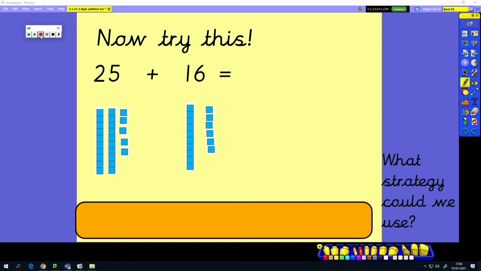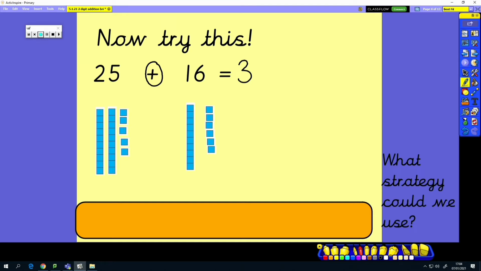Now we're going to try this one. Remember, first we need to identify the operation. By circling it, we've got our addition. We're going to be adding, so the number is going to be getting bigger. Let's read the calculation. We have got 25 add 16. First of all, we are going to count the tens. We have got 2 tens and 1 ten, so 1, 2, 3. We have 3 tens to begin with.